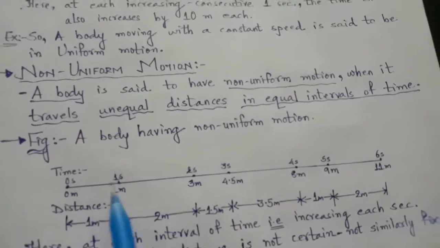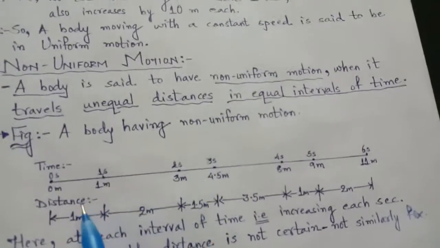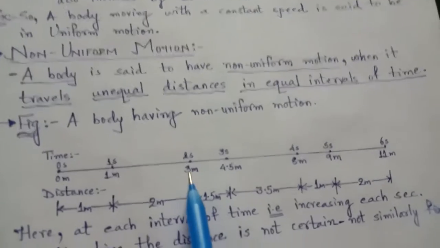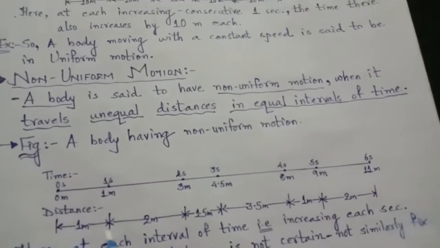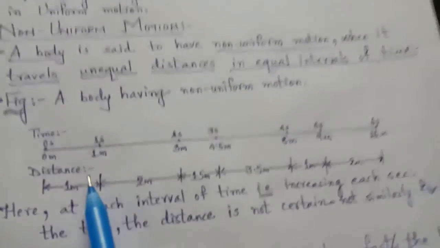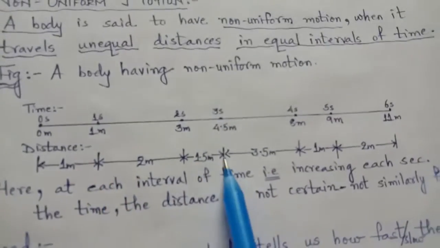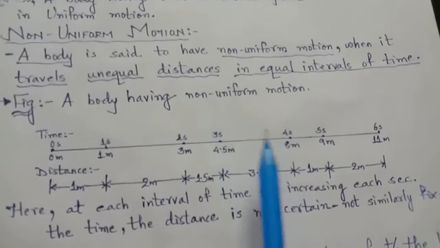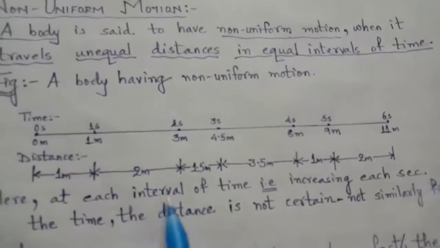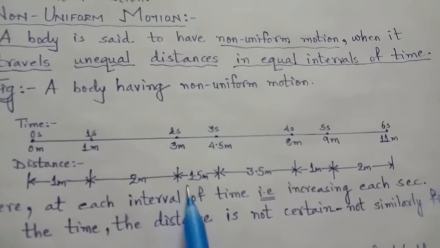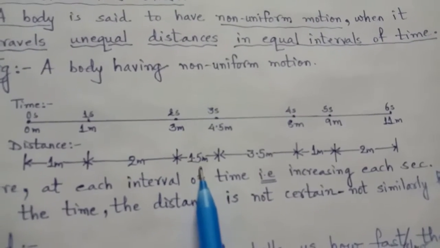So 0 to 1, 1 to 2, 2 to 3. But here at 2 seconds it is at 3 meter. So 0 to 1 is 1 meter increase, but from 1 to 3 is 2 meter increase. Now at 3 seconds it is 4.5 meter. That means from 3 it is now increasing 1.5 meter.